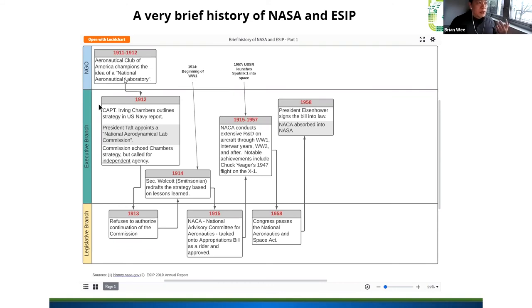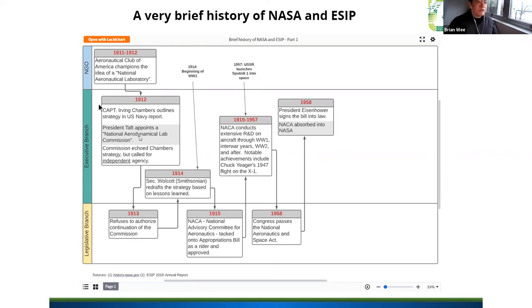He, of course, was a member of the Aeronautical Club of America. And he had been advocating through the club, through pamphlets and articles, highlighting the need for such a national aeronautical laboratory. Now, Captain Chambers, as a staff member of the US Navy, realized that the Navy itself needed an aeronautical laboratory capability, which is why he was promoting the idea. And in fact, Captain Chambers actually did outline the strategy in a US Navy report. So this is under the executive branch.